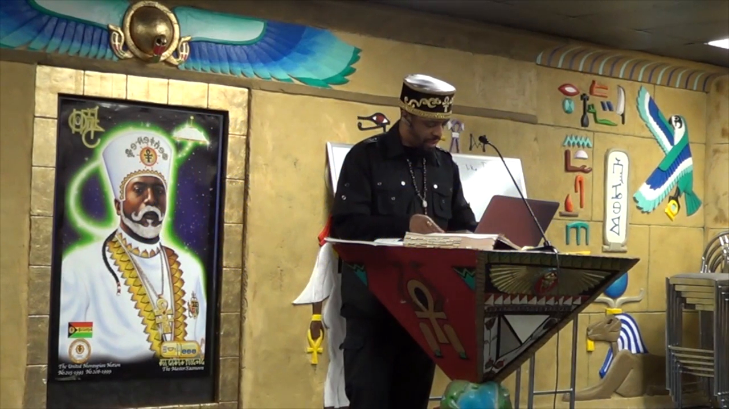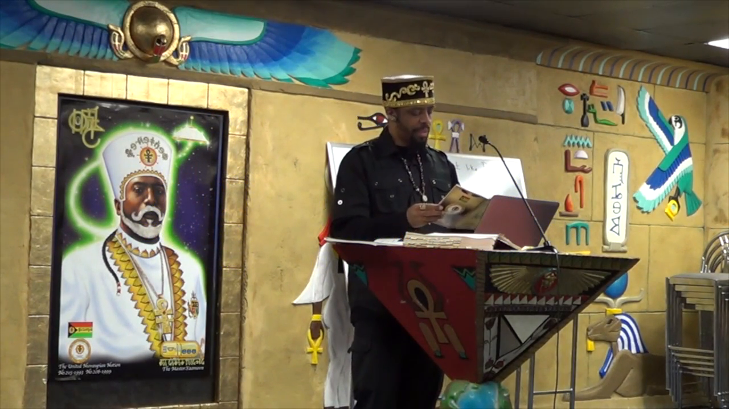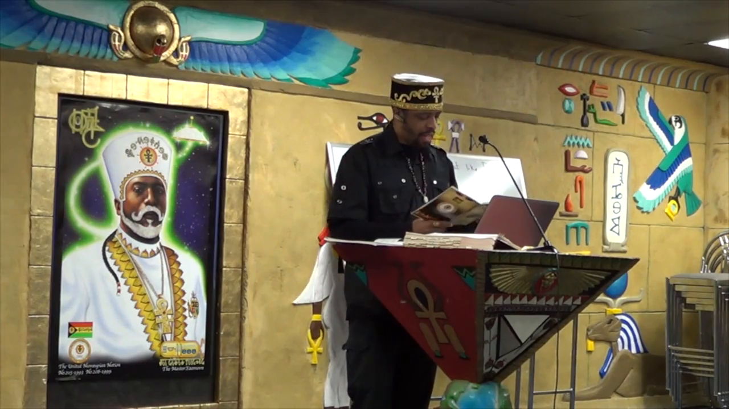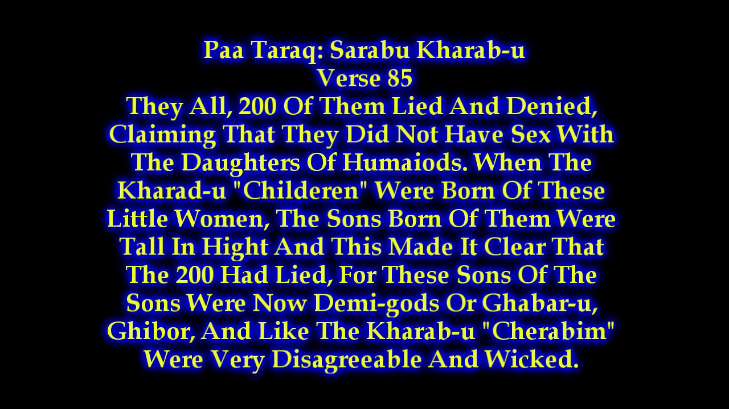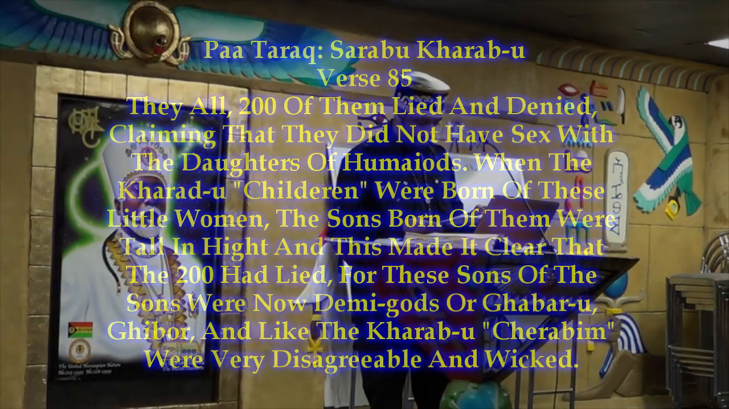Well, so, let's see. Skip down to verse 85, right? It says, they all 200 of them lied and denied, claiming that they did not have sex with the daughters of humanoids. When the Karadu children were born of these little women, the sons born of them were tall in height, and this made it clear that the 200 had lied, for these sons of the sons were now demigods, or Gabaru, Gibor, and like the Karabu, cherubim, was very disagreeable and wicked.